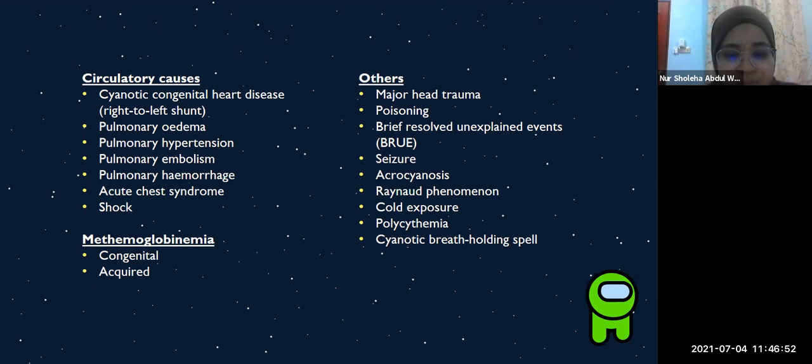Methemoglobinemia is a condition whereby there is an alteration of hemoglobin, where the ferrous iron of the heme is oxidized to the ferric iron state, and ferric heme is unable to bind to oxygen. That's why in methemoglobinemia, patients can have cyanosis. Methemoglobinemia can be divided into congenital and acquired. There are also other causes of cyanosis, for example major head trauma, poisoning, brief resolved unexplained event, seizure, acrocyanosis, Raynaud phenomenon, cold exposure, polycythemia, and cyanotic breath-holding spell.